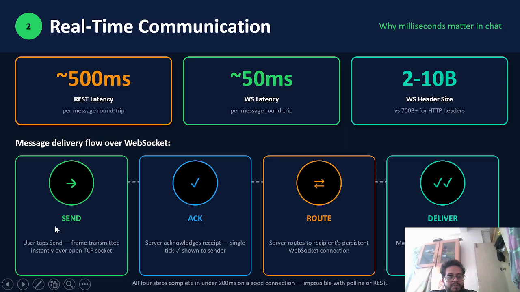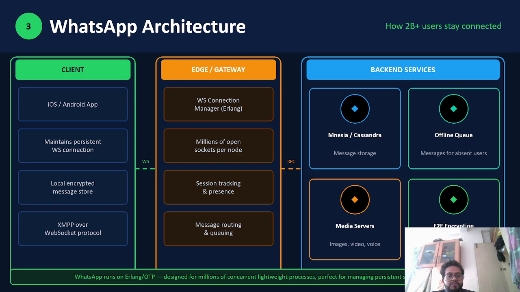The user taps to send, the frame is transmitted instantly over the open TCP socket, and this will go to the ACK, acknowledgement receipt, single tick shown at the sender. The server routes to the recipient's persistent WebSocket connection, and this will be pushed with a double tick when it is shown as delivered. So this is the WhatsApp architecture.